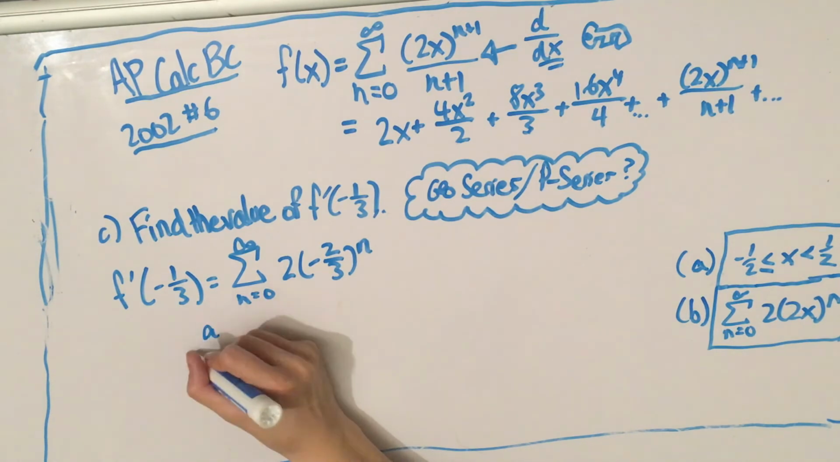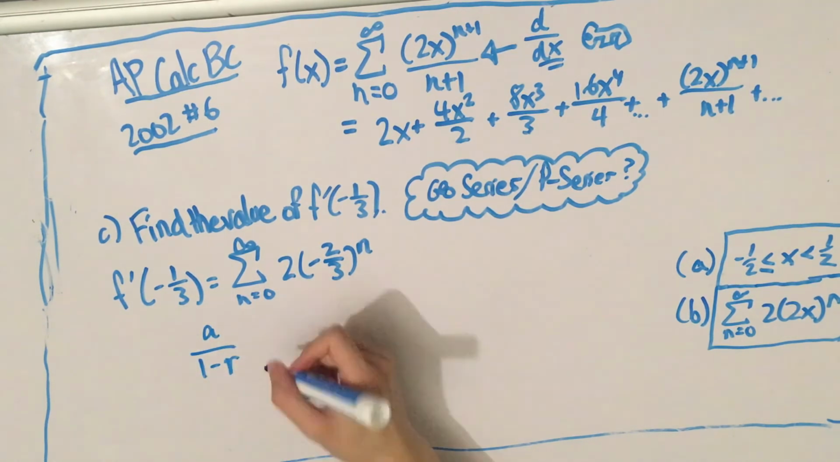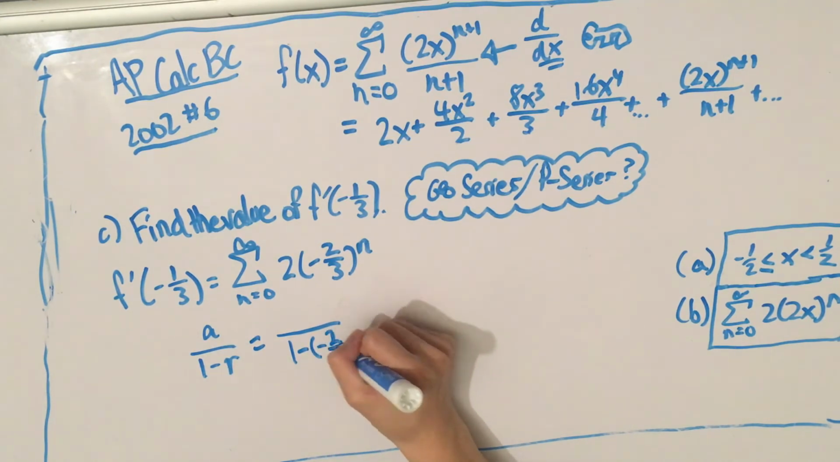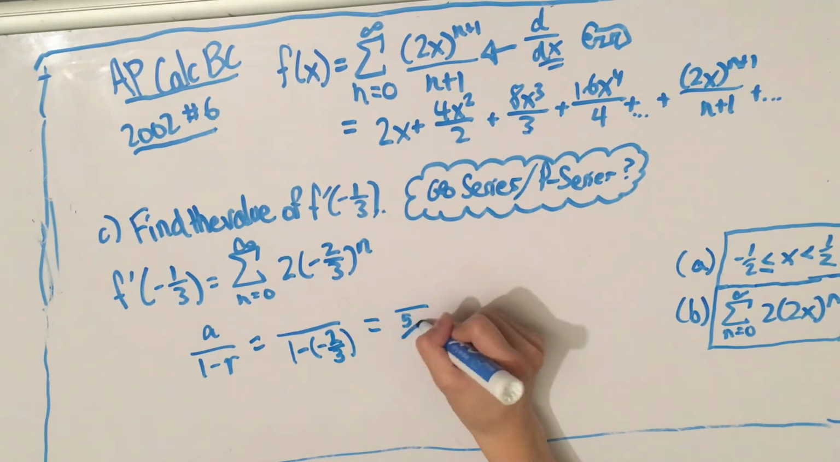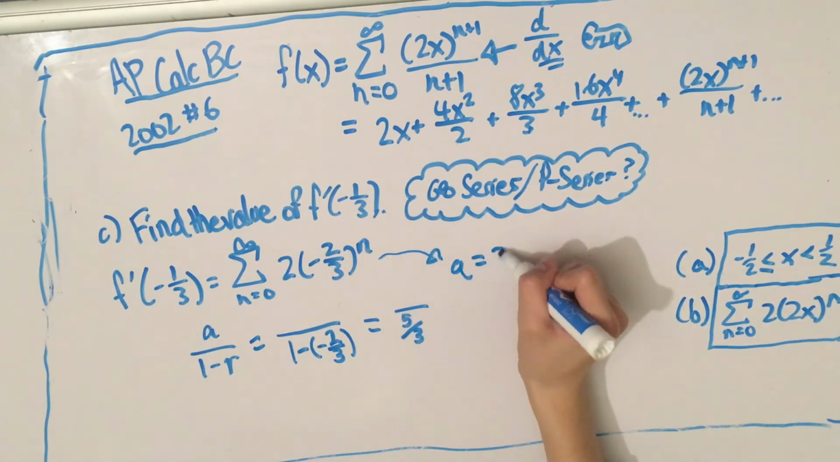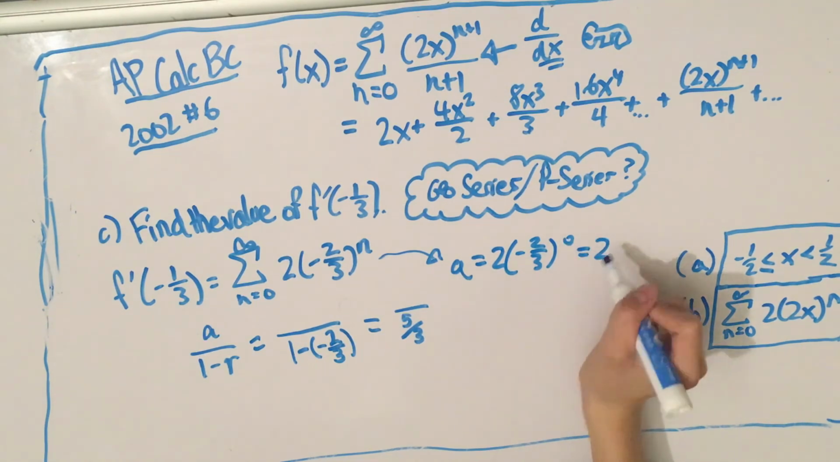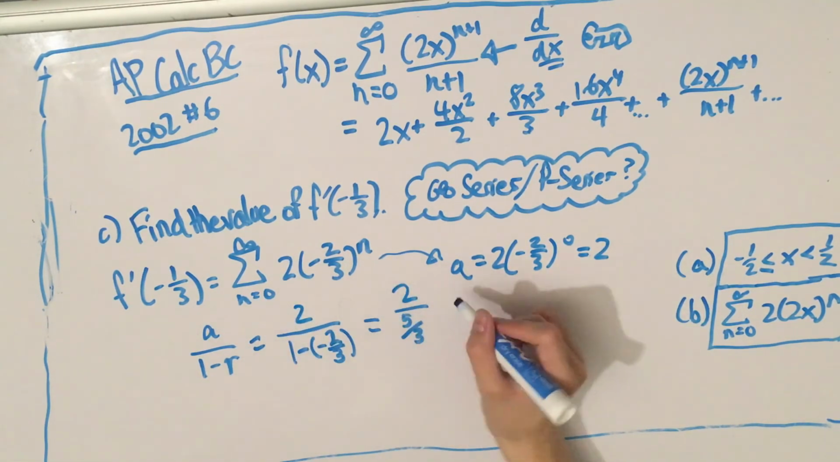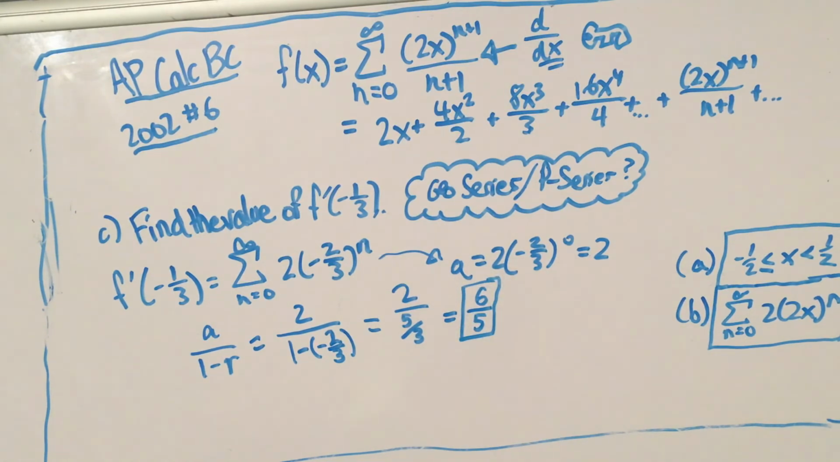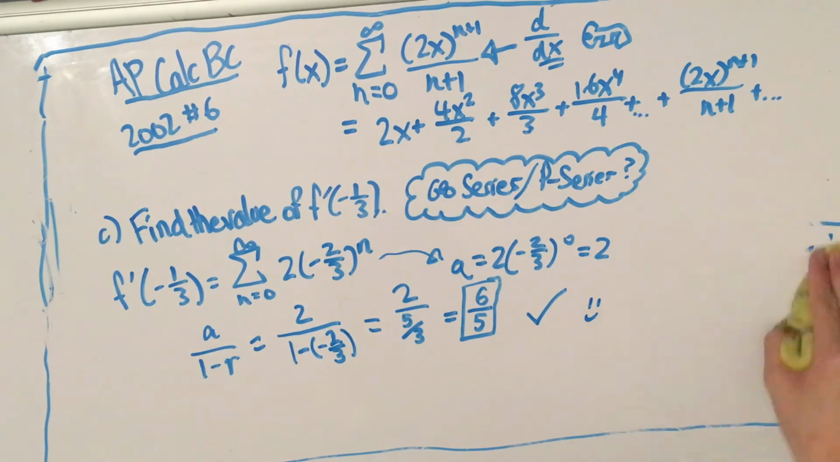The formula is a over 1 minus r, and here r is just negative 2/3, so we have 1 plus 2/3 or 5/3 in the denominator. A is our first term, so plug in 0 for n and you get 2 in the numerator. Divide and our final answer yields an elegant 6/5. Note that according to the scoring guidelines, even if you got the wrong answers for f prime of x in part B, you can still get full credit in part C for accurately solving the summation of your own series.